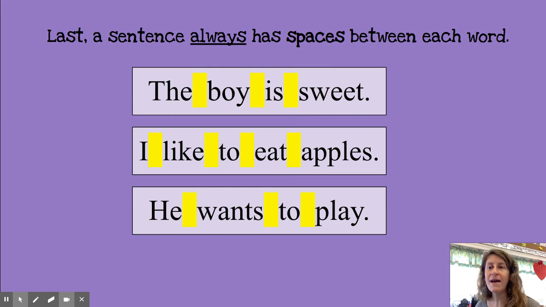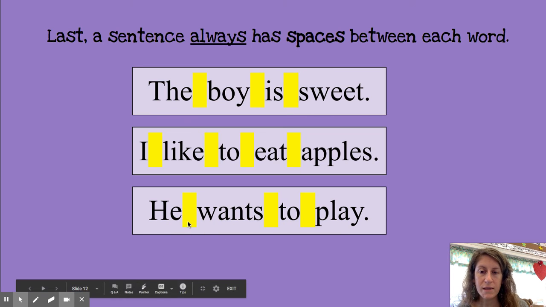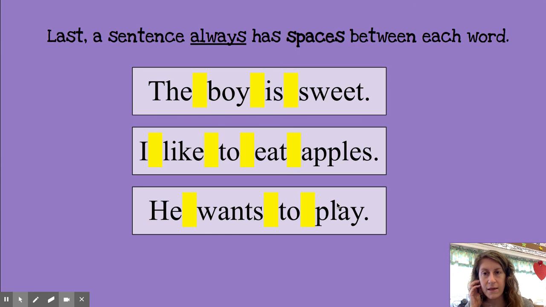All right, and the last thing a sentence will always have is spaces between each word. So I've highlighted the spaces between these words to show you what it looks like. This one says, the boy is sweet. This one says, I like to eat apples. And this one says, he wants to play. So you always see spaces between each word of a sentence.